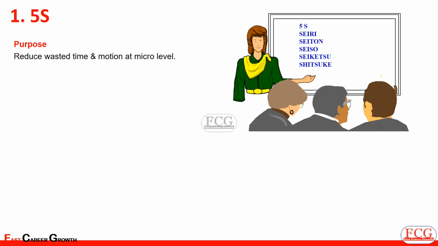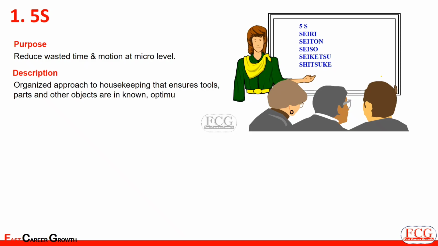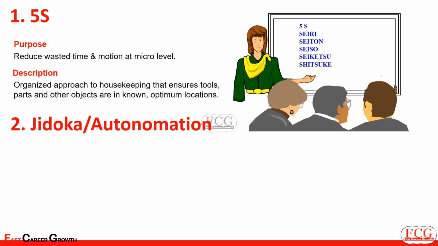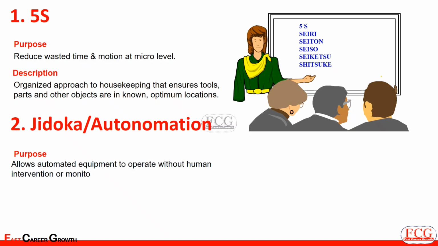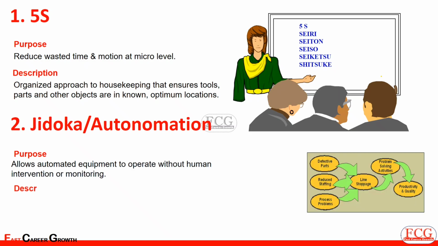So the overall objective is to establish an organized approach to housekeeping that ensures tools, parts and other objects are in known, optimum locations. Second is Jidoka or automation. It allows automated equipment to operate without human intervention or monitoring. Generally line stoppage occurs due to defective parts, process problems, reduced staffing. This needs more effort to solve the problem. Otherwise quality and quantity may suffer.